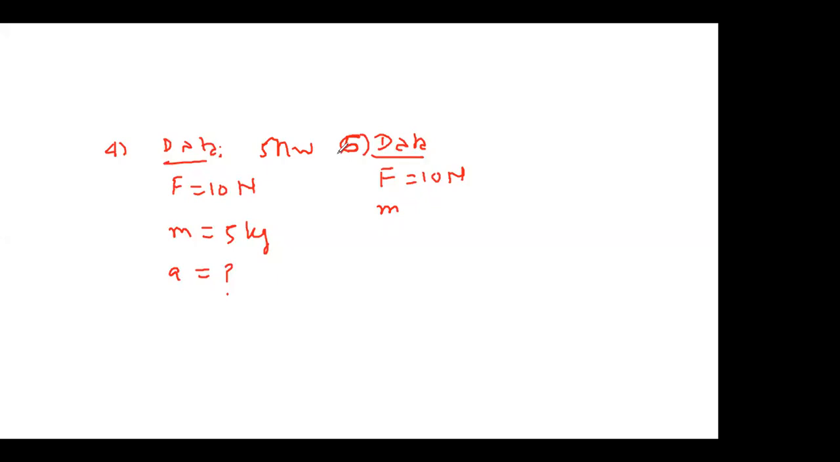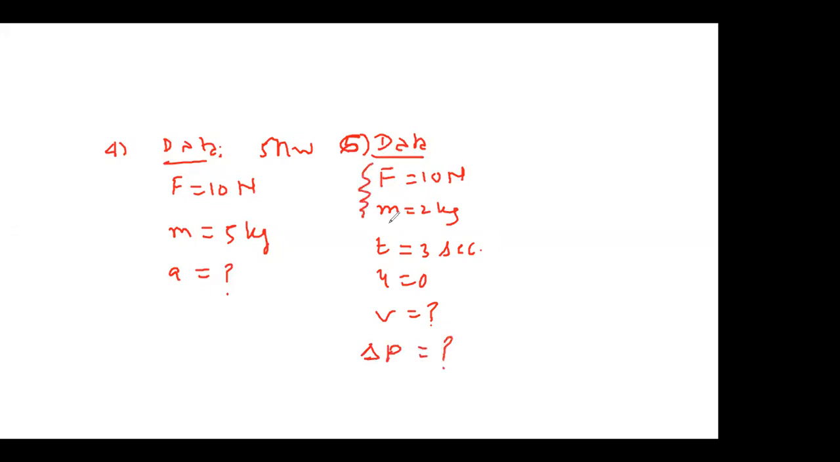Force of 10 Newton is acting on a body of mass 2 kg for 3 seconds. Calculate the velocity acquired by the body. Initially it was at rest, so u is 0. Calculate the velocity acquired by the body and the change in momentum. Delta p is the change in momentum.